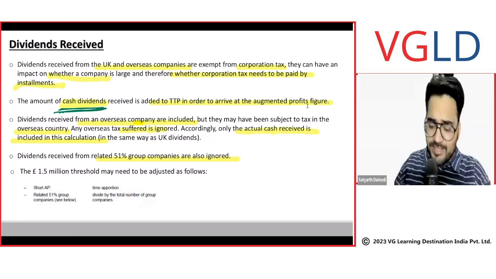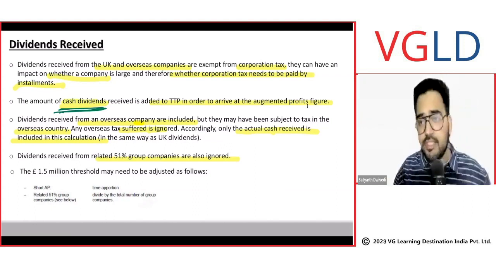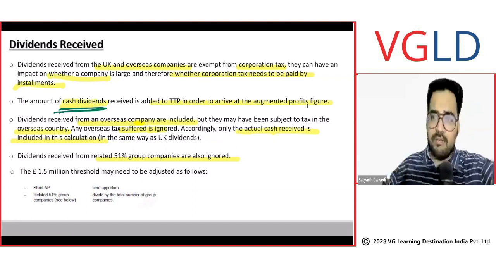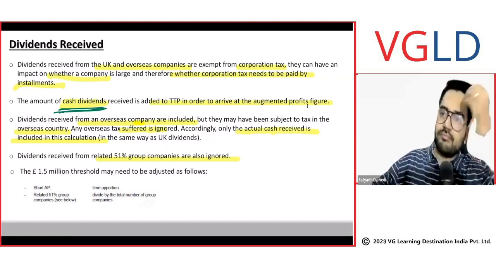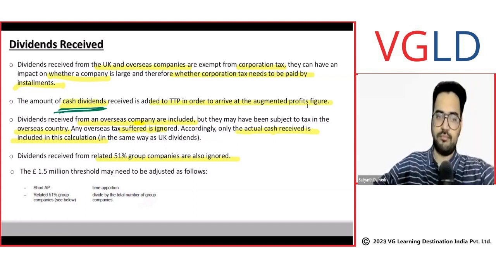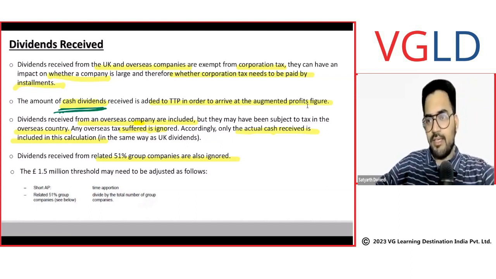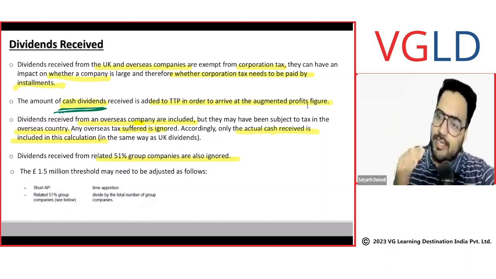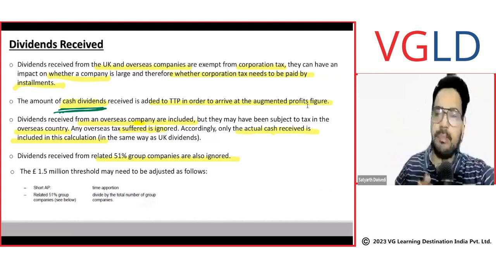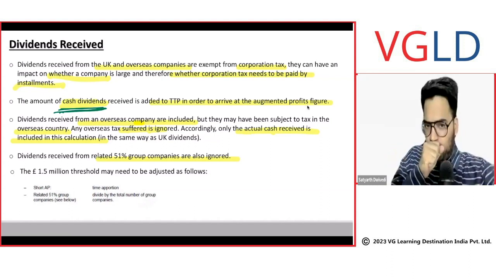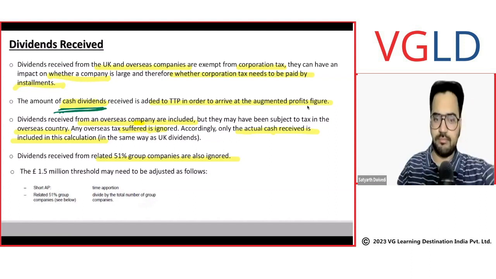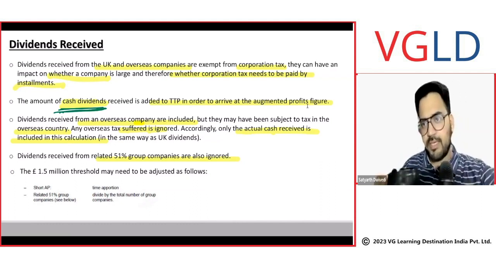So if after tax, you are getting 80, so only 80 will be included. Neeraj, if you are getting after tax, you're getting 80, so only 80 will be included. Now, what is the threshold? Can someone tell me what is the threshold? Maximum limit or level. Very good.